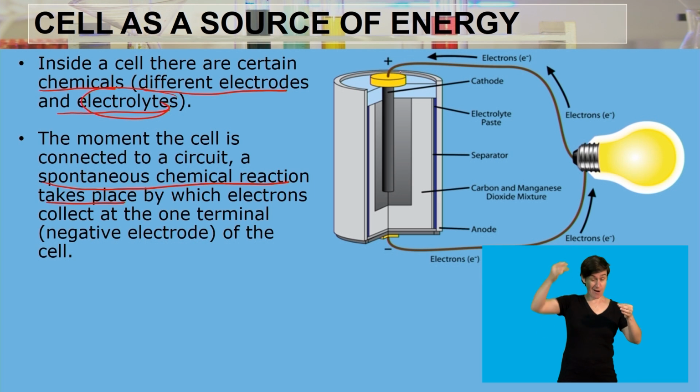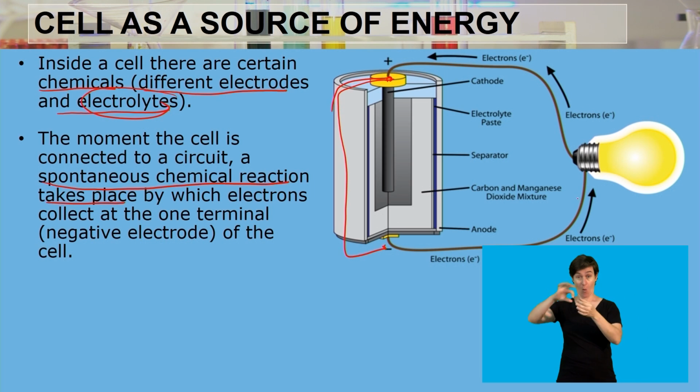So the moment I start connecting the two terminals, the positive terminal and the negative terminal, with the wire, there's going to be a chemical reaction that is going to take place, by which electrons collect at one terminal, which is the negative electrode of the cell. So the electrons will start to be collected at the negative terminal of the cell, which is this part here.